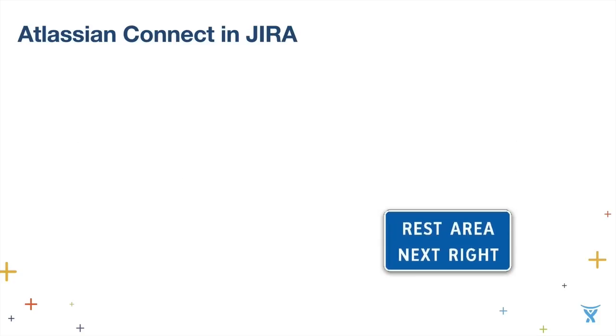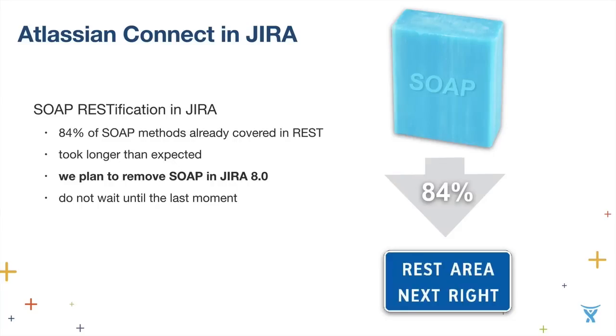Some time ago, we decided to deprecate our SOAP API, and we started rewriting this to REST. At the moment, our REST API is covering 84% of the API which we had in SOAP, and this is changing. It's taking us a little bit longer than we actually expected. So we no longer plan to remove our SOAP API with JIRA 7.0. We plan to remove this with JIRA 8.0.